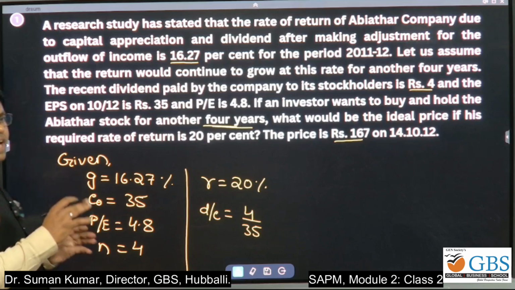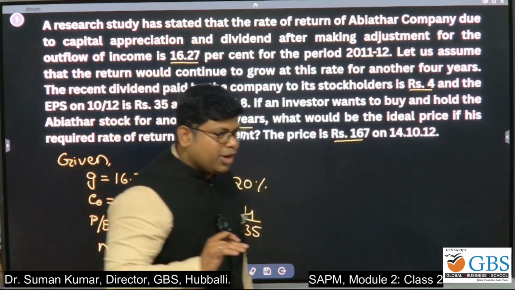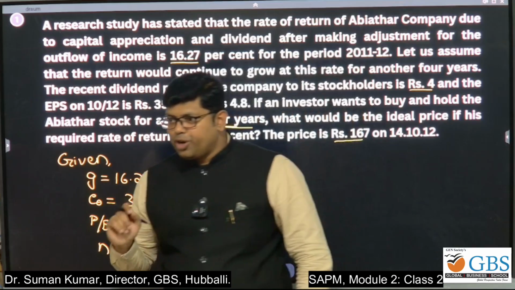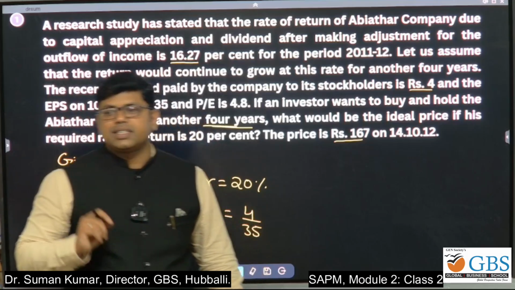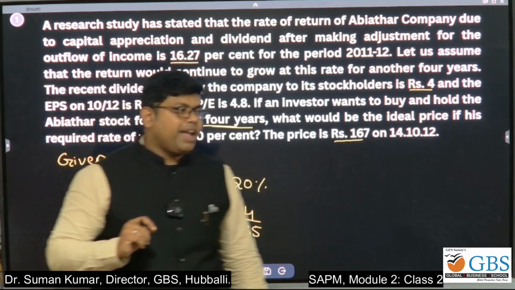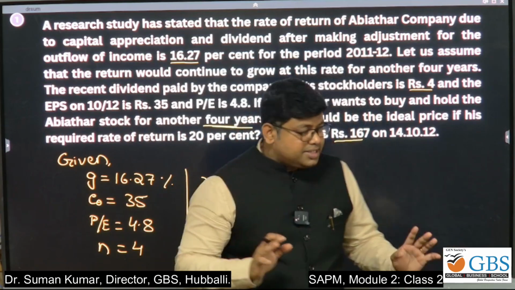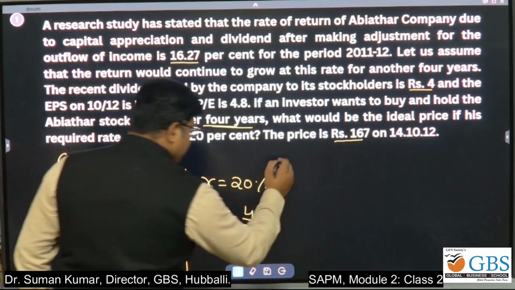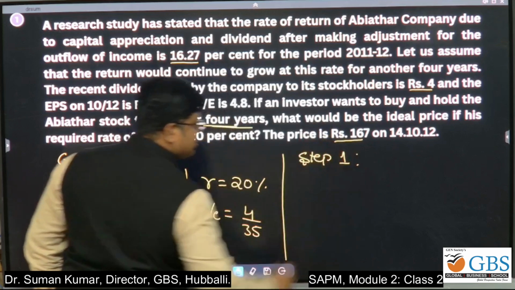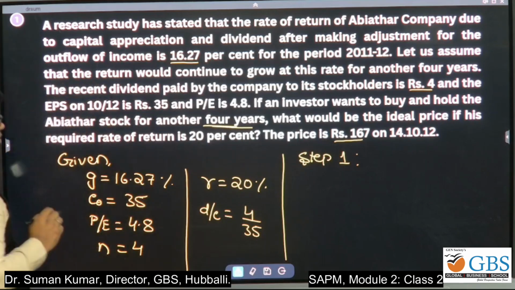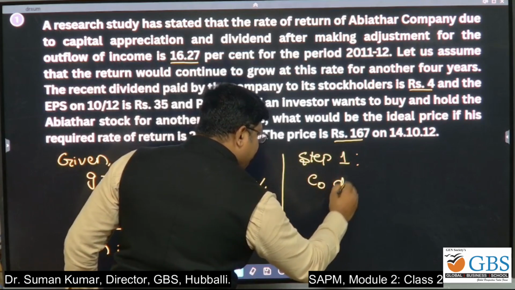I hope you have written the formula. Which formula are we going to use? P naught is equal to E naught into D by E, 1 plus G raised to N divided by 1 plus R raised to N, that is summation. Step by step. Step number 1, please remember. Please write down like this. Step 1: the first part we shall find out, that is E naught into D by E.